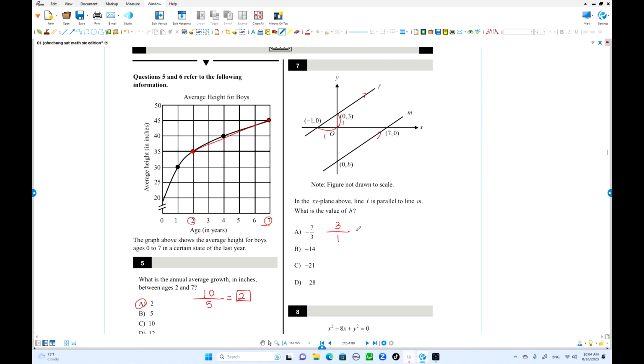What's the slope here? 0 minus b over 7 minus 0, which is negative b over 7. So negative b over 7 equals 3. So b equals how much? Negative 21. That's the answer.